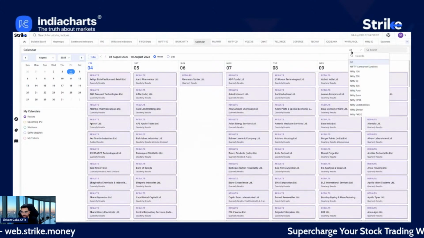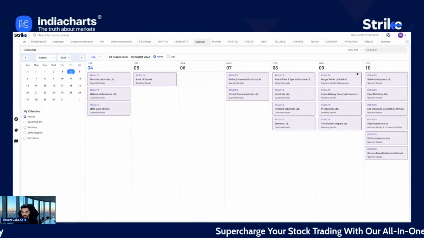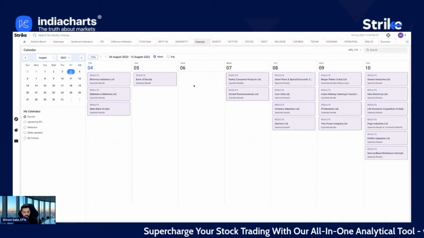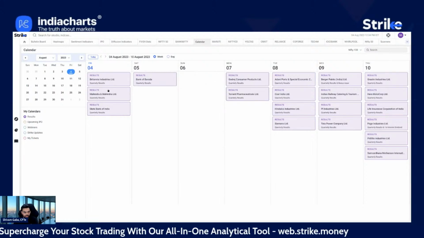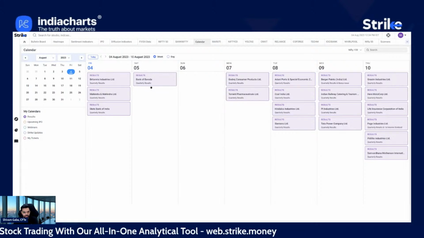Meanwhile, let's see if we have any important earnings. So earnings season is still on. We have three big results today from Britannia, M&M, and State Bank, and Bank of Baroda tomorrow.